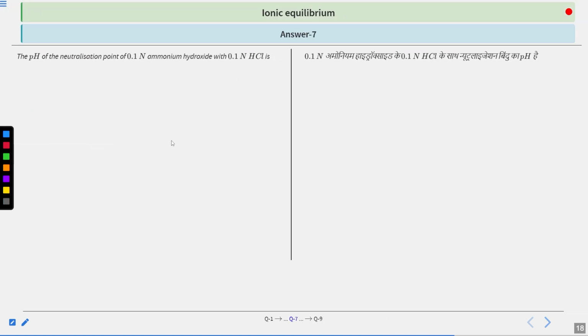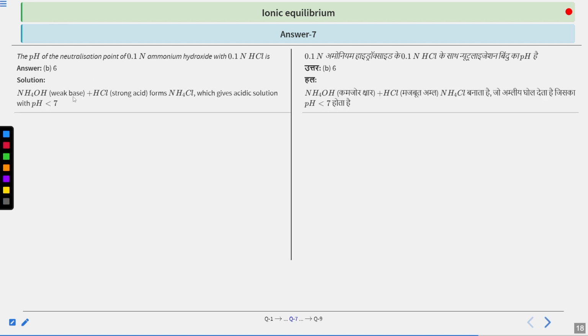So in this question, we are given that what will be the pH of the neutralization point if you are neutralizing this 0.1 normal ammonium hydroxide with 0.1 normal HCl. So what will be the pH? The correct answer will be B, which is 6.